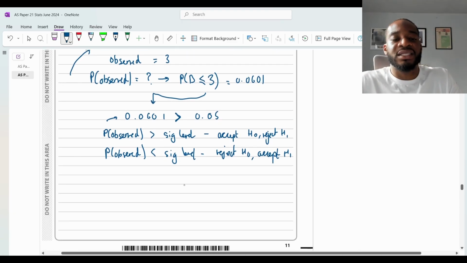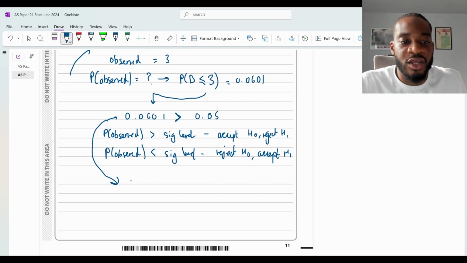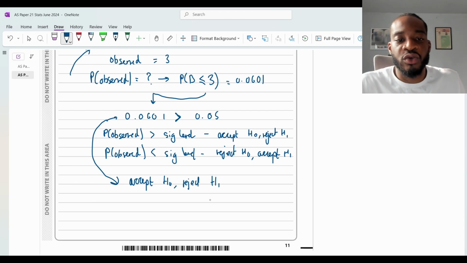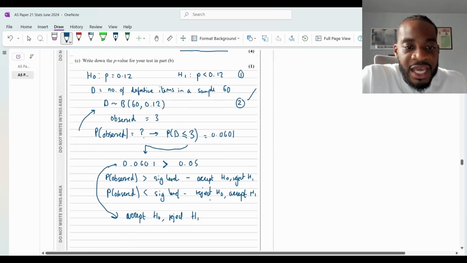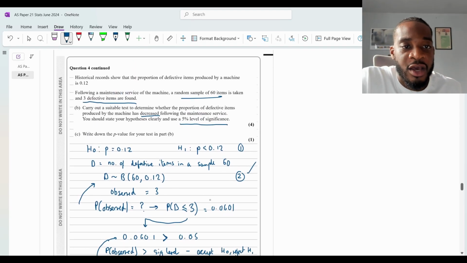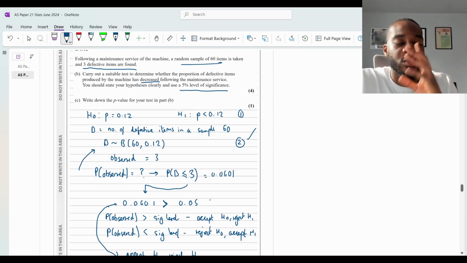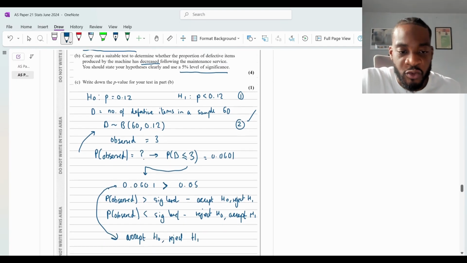So with that being said, we can see that 0.0601 is greater than. So from there, we know that we accept H0, reject H1. Now, what you need to do is put this into context. Now that you know what you're doing, you need to put this into context. So because we're accepting H0, we're assuming that the null hypothesis is true, that the proportion of defective items is 0.12, not 12%, right?